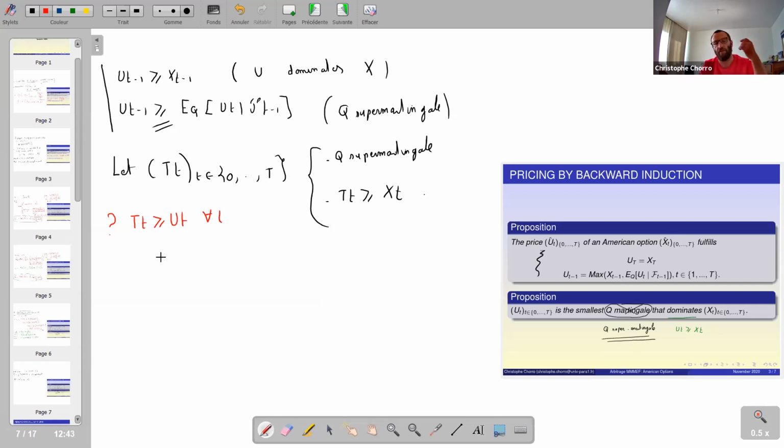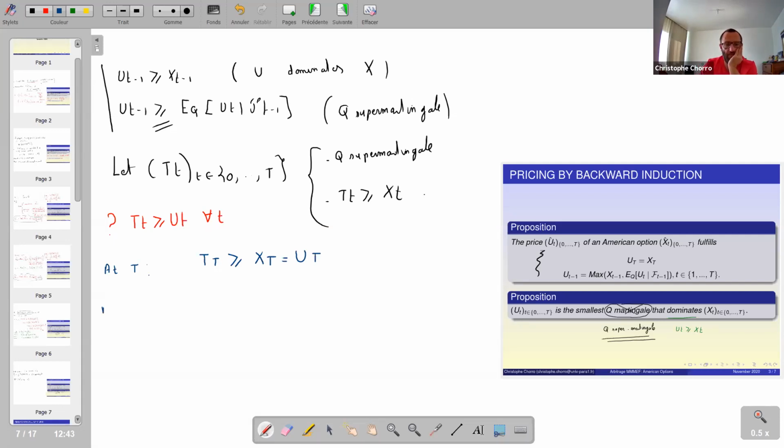Once again we are going to do the reasoning starting from the end. At capital T, what happened? At capital T, I know that T of capital T is greater than x capital T. But at capital T, I know that x capital T is equal to u capital T. So I have proved this relation for small t equal to capital T.